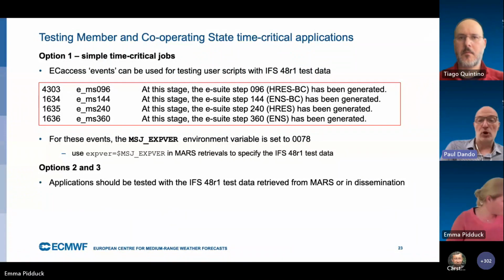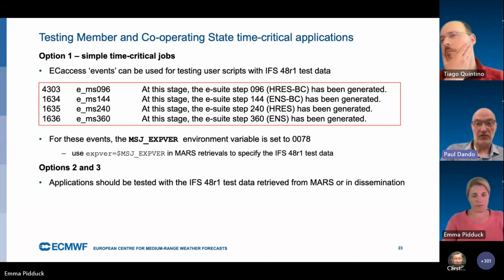And we'll possibly even be running jobs under this. So users who are running jobs under option 1 of the time critical framework, sometimes referred to as simple time critical jobs, need to test their jobs if they possibly can using one of these EC access events that have been defined and have been around actually for some time, which are linked to the availability of the IFS 48R1 test data.